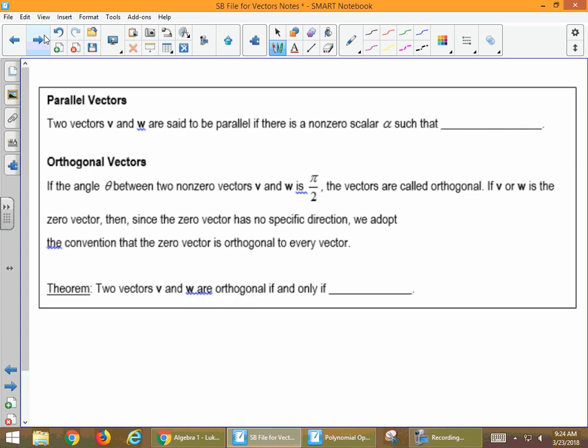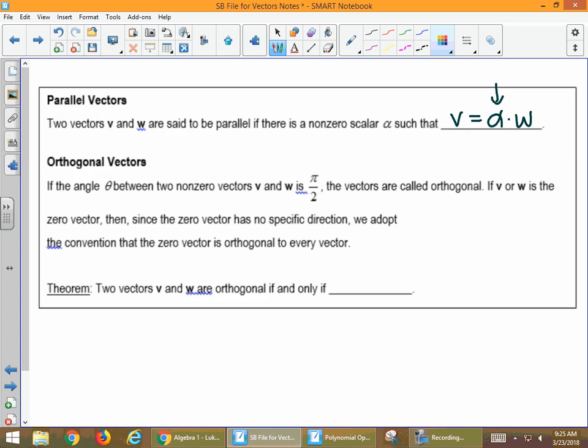Two vectors are said to be parallel if there's a non-zero scalar such that v equals some scalar times w. So your vectors are parallel if you see a multiplication relationship between them. If you take one vector and add 3 to both components, add 2 to both components, that's not it. It's multiply, not add. So if you take one vector and you're doubling it, or multiplying by 3, or multiplying by 1/2 or 1/3, it's that multiplication relationship that is going to make them parallel vectors.